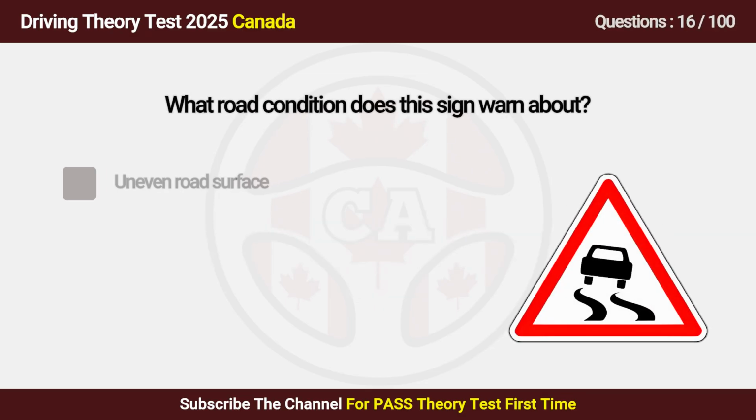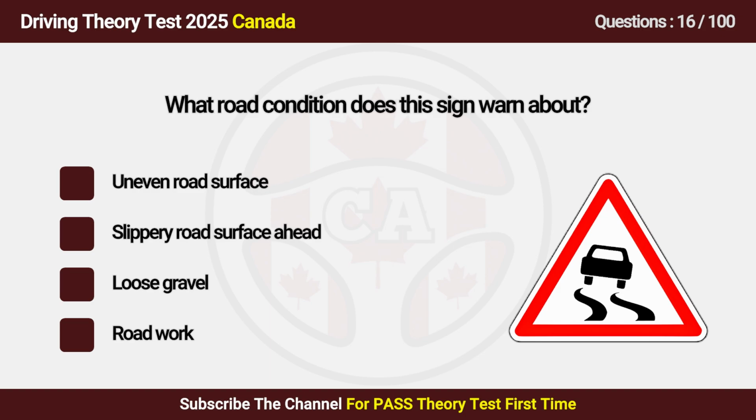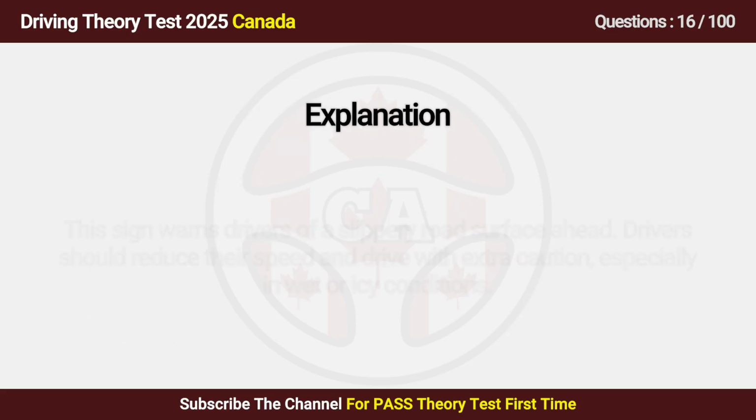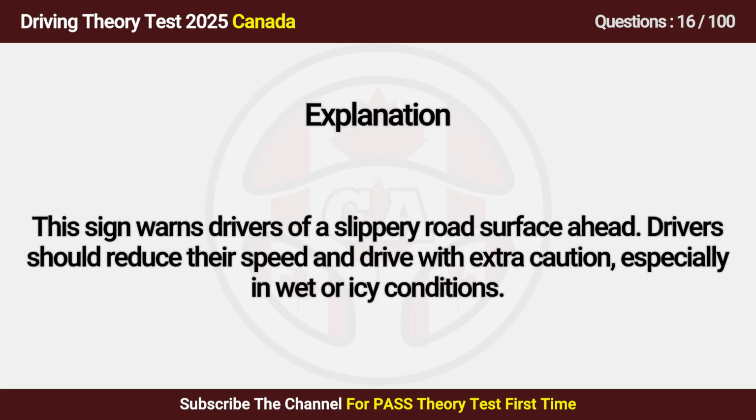Question 16. What road condition does this sign warn about? A. Uneven road surface. B. Slippery road surface ahead. C. Loose gravel. D. Road work. Answer is B. Slippery road surface ahead. This sign warns drivers of a slippery road surface ahead. Drivers should reduce their speed and drive with extra caution, especially in wet or icy conditions.